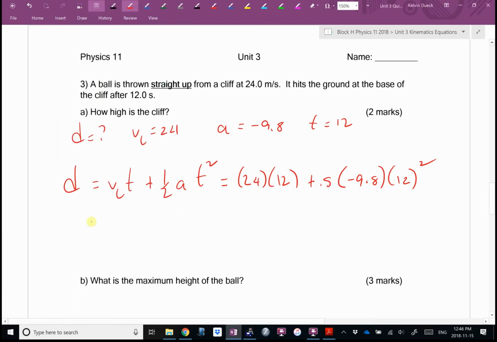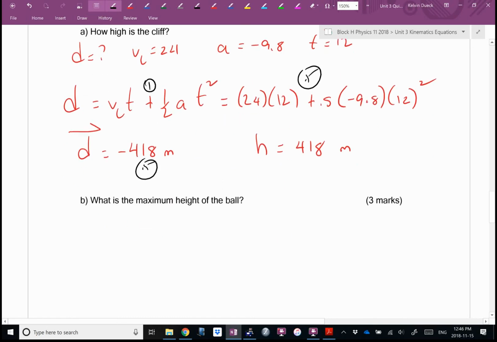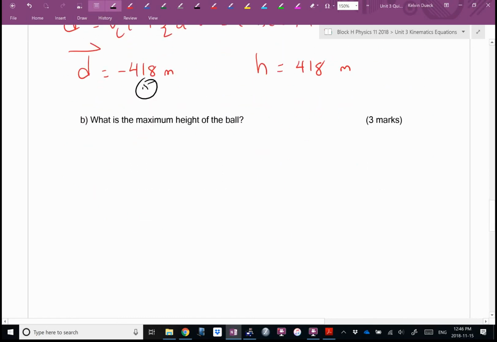Now, technically, this said how high is the cliff, and what we have found is a displacement. Oh, you could also say negative 417.6. Technically, the height is positive, but I won't freak out if you didn't put a positive height in. 1 mark, half mark, half mark. Oscar, how many marks is b worth? 3. Not 2, 3? I wonder if we're going to find something and use it in order to find something.